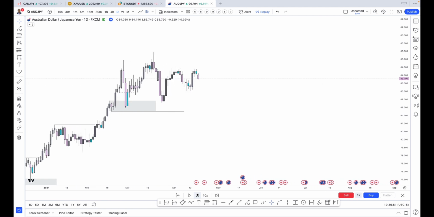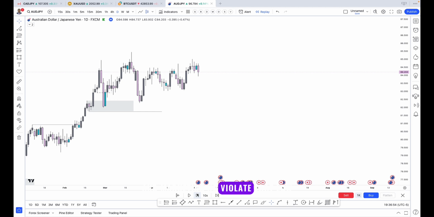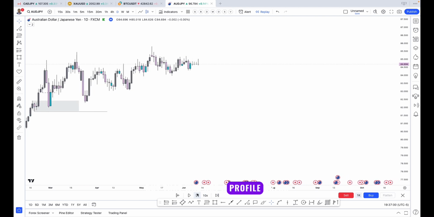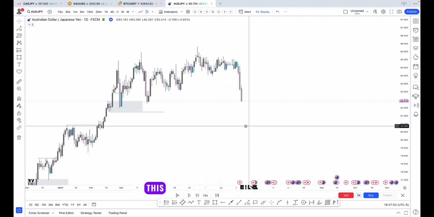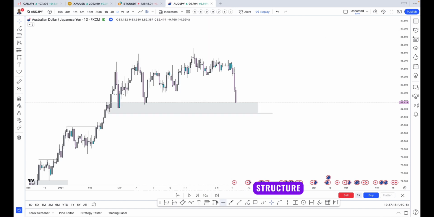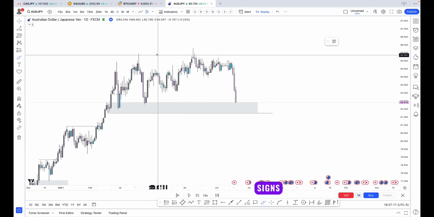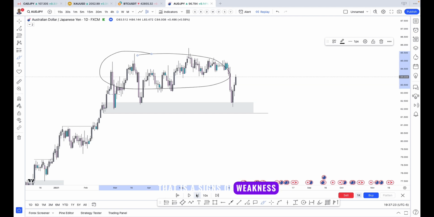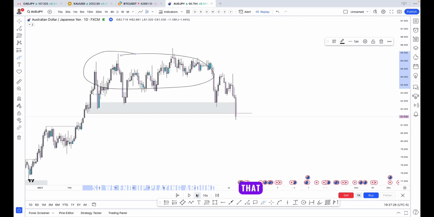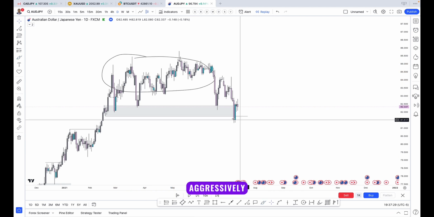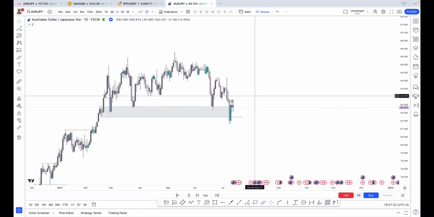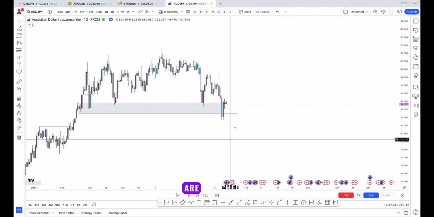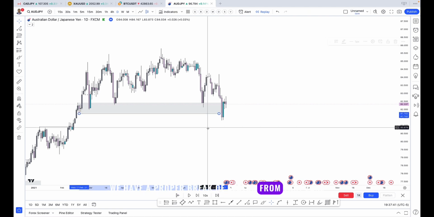And the market did not violate that low, so we end up having another break, but that was not a proper break. So this is what we call structure. All these things you see now are signs of weakness. That is a sign of weakness. So we end up playing around with that zone and breaking aggressively. So now we have switched to what? To bearish. Now we have switched to bearish. We have a proper break of structure from that zone.